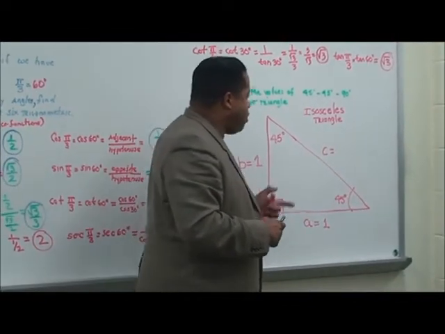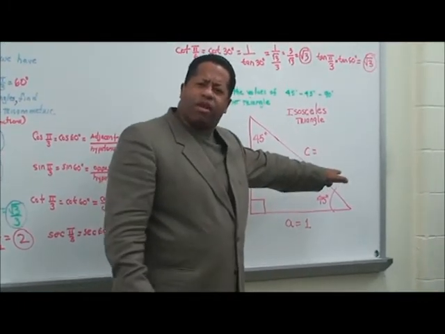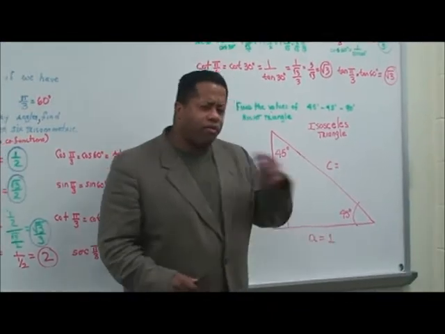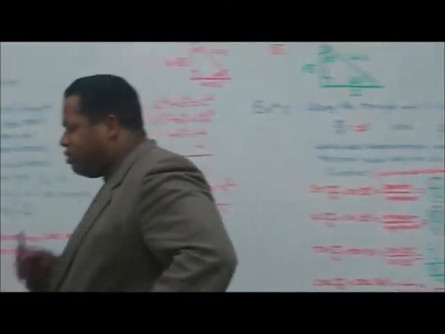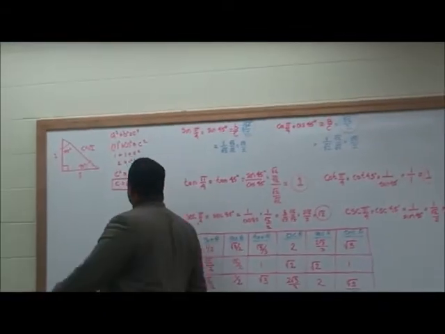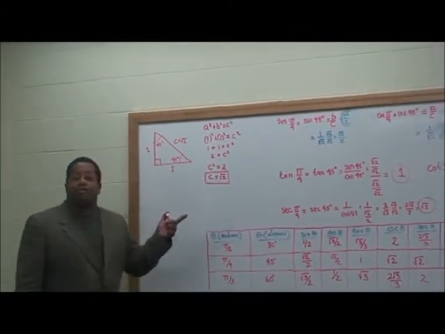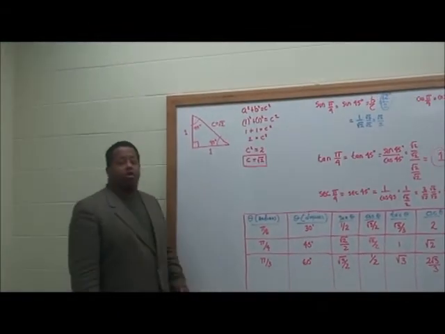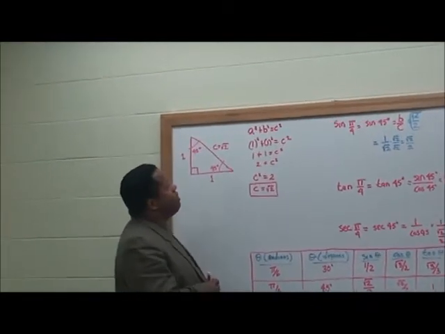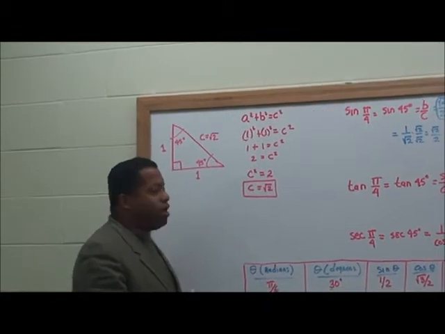And here, we have to find out what c is. We have to find out what the hypotenuse is. So if you will, come follow me, and we'll do a little bit of work over here on the 45-45-90 right triangle. And of course, to find the unknown side, you need to use the Pythagorean Theorem: a squared plus b squared is equal to c squared.